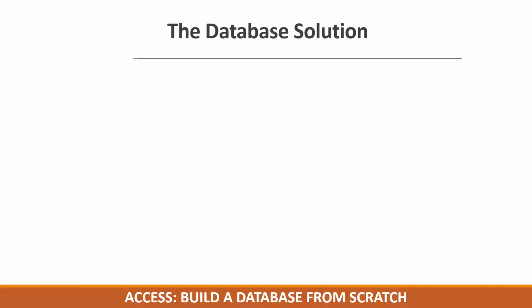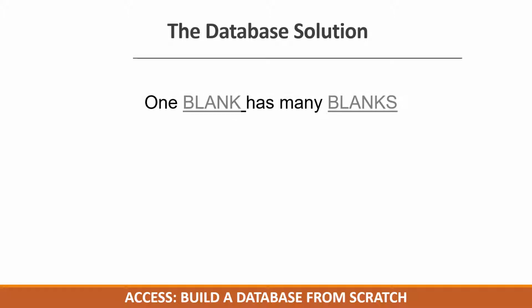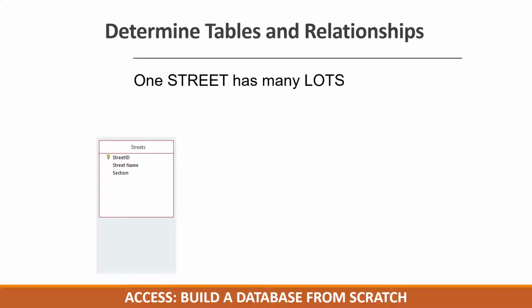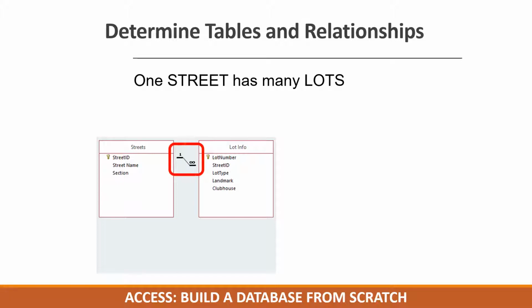Before I start building in Access, during that week of think time, I decide what tables need to be created based on this phrase: one blank has many blanks. That will also tell us what relationships to create. In this database, one street has many lots. So we will need a table of the streets and a table of the lot numbers or addresses. They will be joined together with a one-to-many relationship.